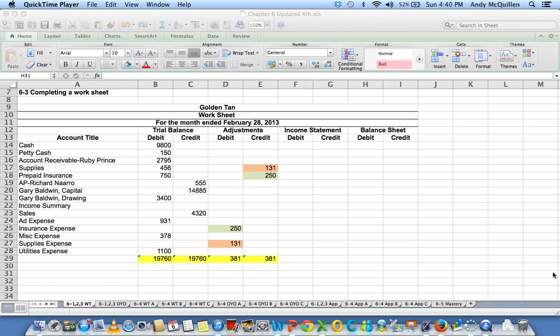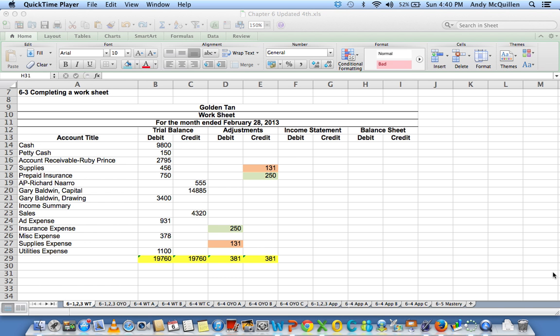Chapter 6 and 6-1. We get into worksheets, which are a little bit different than anything we have covered thus far. As you can see on my screen, I have 6-1, 2, and 3 up here as they're kind of going to go together. I'm going to do 6-1 and 2 together.